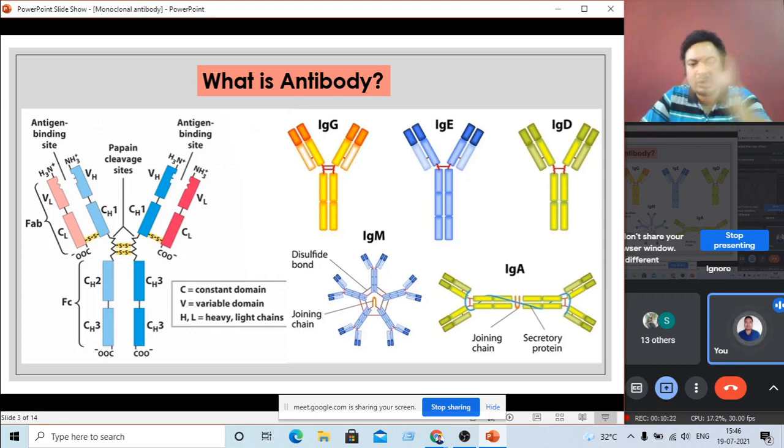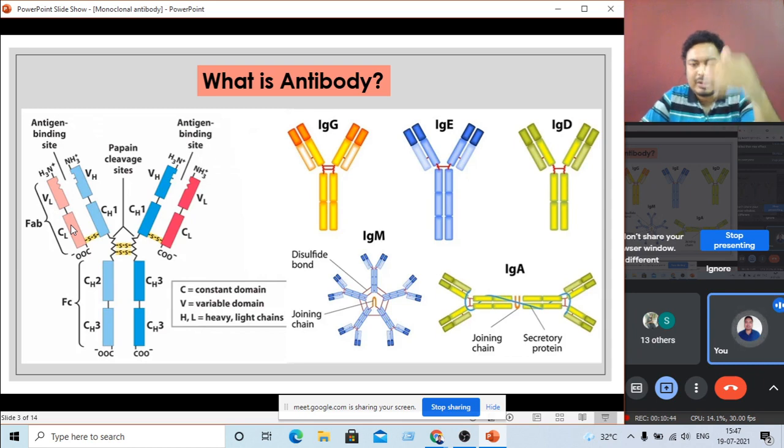Okay, so the question is why do they have the disulfide linkage? Because during the formation of the protein, the antibody is nothing but one type of protein. The protein has different types of polypeptide chains. So this is a long polypeptide chain which is called the heavy chain, and this is a short polypeptide chain which is called the light chain.